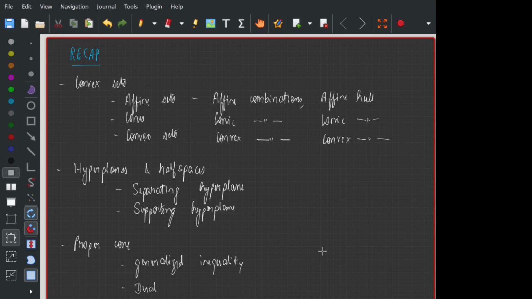Okay, so a quick recap of what we saw before the break. We were mainly looking at convex sets and their properties. In particular, we defined notions of affine combinations, conic combinations, and convex combinations. These are basically linear combinations where the coefficients satisfy certain constraints.